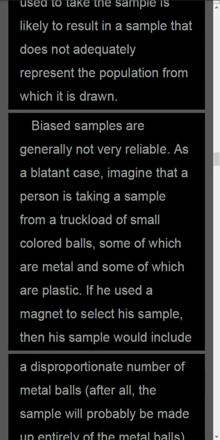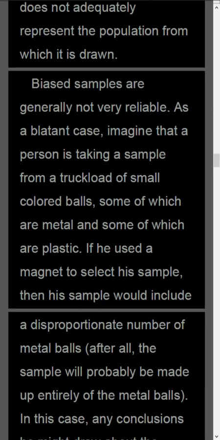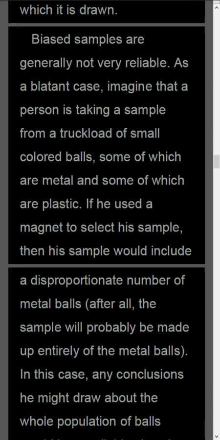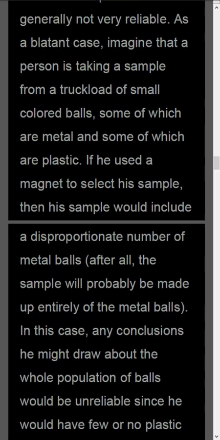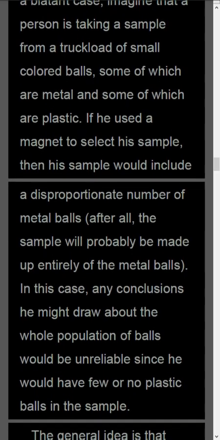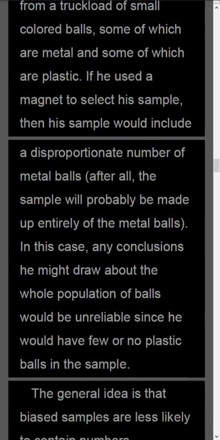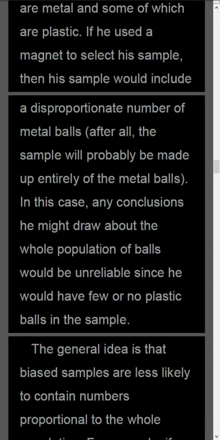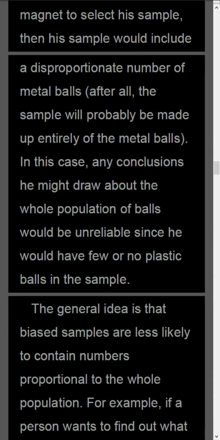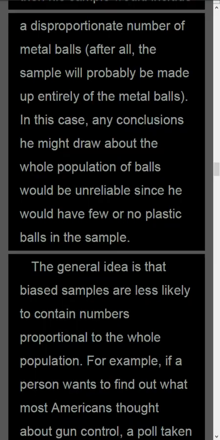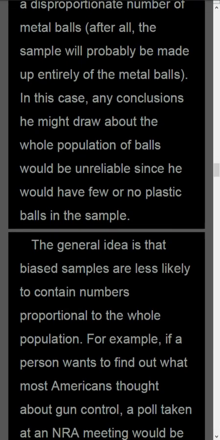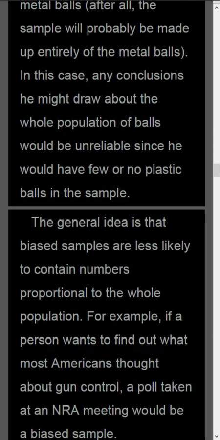As a blatant case, imagine that a person is taking a sample from a truckload of small colored balls, some of which are metal and some of which are plastic. If he used a magnet to select his sample, then his sample would include a disproportionate number of metal balls. After all, the sample will probably be made up entirely of the metal balls.